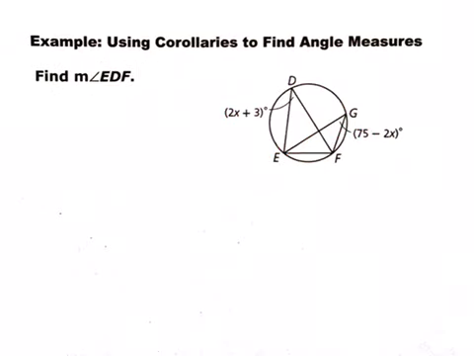Here it's asking us to find the measure of angle EDF. Well, if we look carefully here, EDF cuts this arc here, as does EGF. So what we notice about those two angles is that they have to be congruent since they're cutting the same arc. So this angle has to be congruent to this angle. So the only thing we can do currently is set the two equations equal to each other.